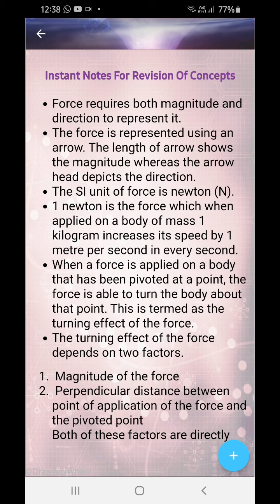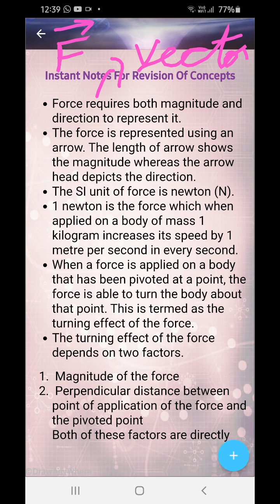Now force requires both magnitude and direction to represent it. So what is it? It's a vector quantity, you can understand by this. Now the force is represented using an arrow. The length of the arrow shows the magnitude while the arrowhead depicts the direction. So how do we write force? We write it like this. Length is the magnitude and the arrowhead is the direction.